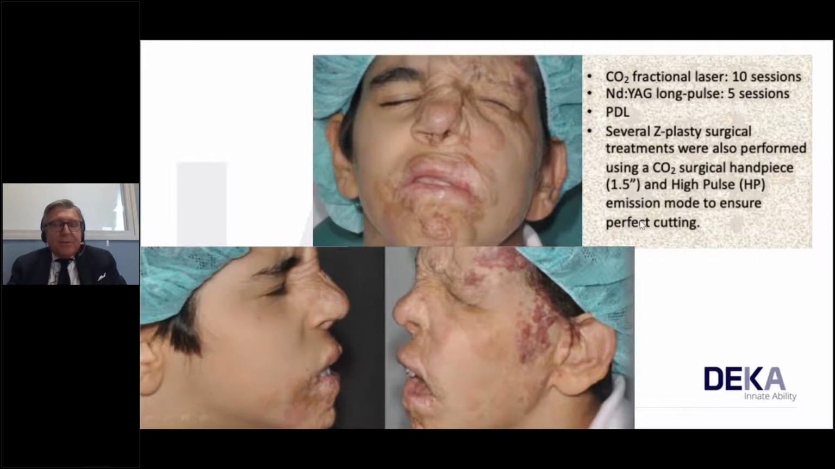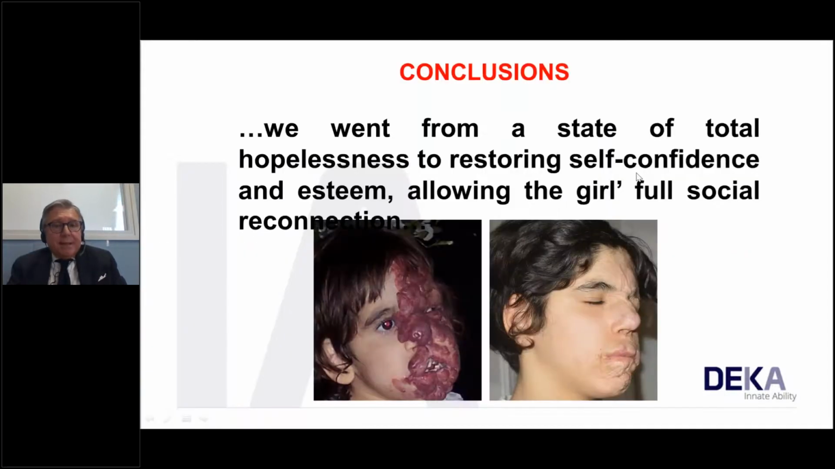So we cut it several times, but we mainly used the fractional CO2 laser with other vascular lasers, as you can see in this slide. But at the end, we got these results. We went from a state of total hopelessness to restoring self-confidence and esteem, allowing the girl full social recognition.